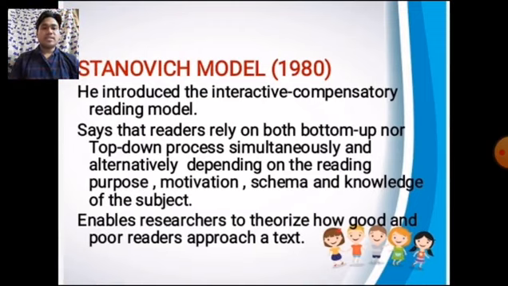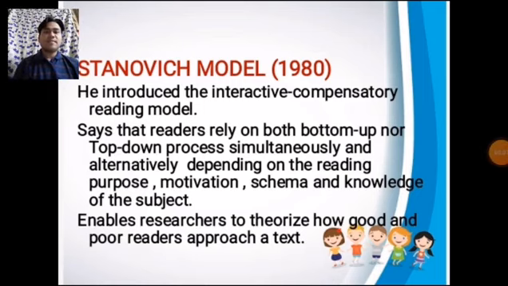He introduces the interactive compensatory reading model, which says that readers rely on both bottom-up and top-down processes simultaneously and alternatively, depending on the reading purpose, motivation, schema, and knowledge of the subject. It enables researchers to theorize how good and poor readers approach a text.